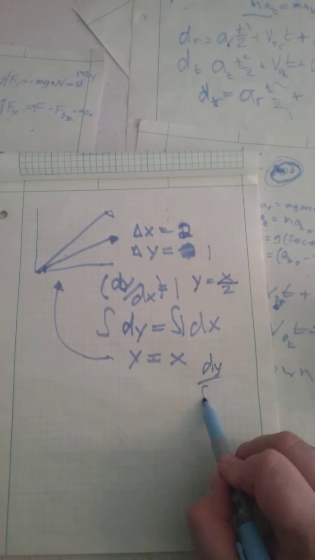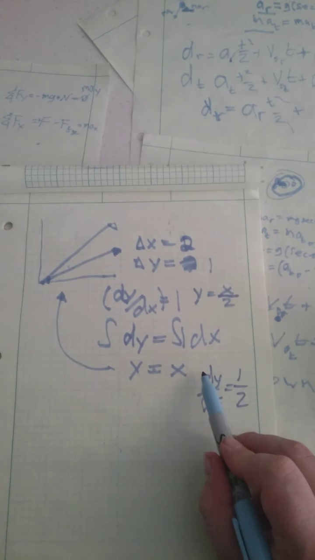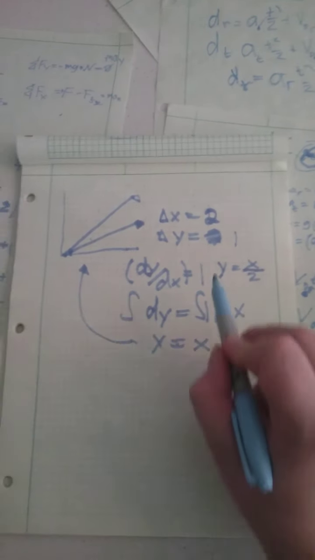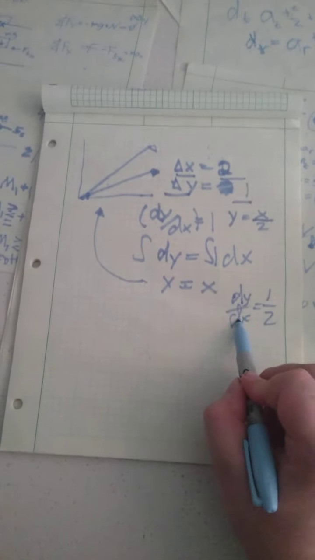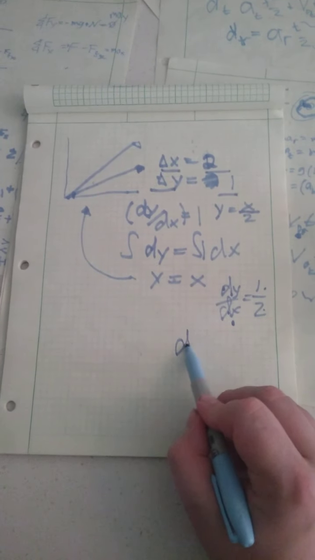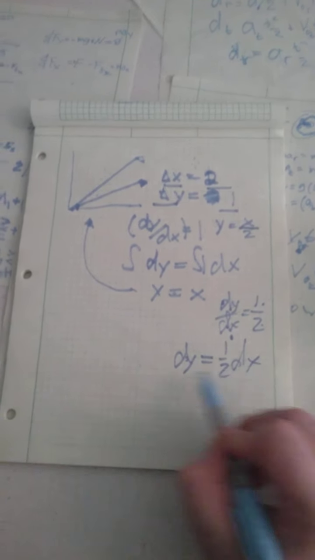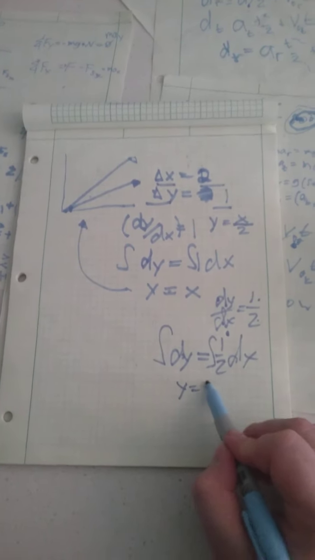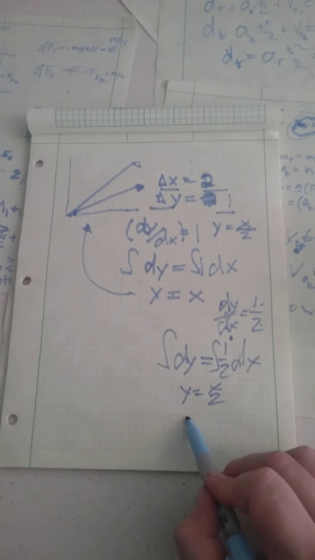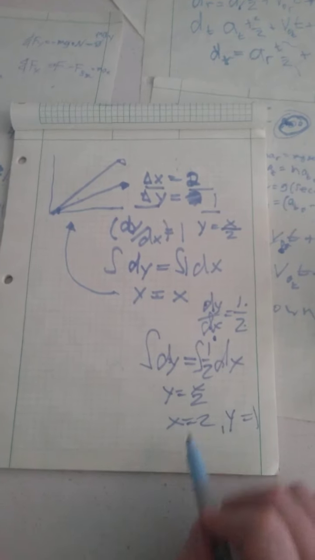So you have dy dx is equal to 1/2, where you have change in y divided by change in x. Change in y is 1, change in x is 2, so change in y over change in x is 1 over 2. So dy is equal to 1 over 2 dx, and you apply an integral, you have y equals x over 2, and when x equals 2, y equals 1.